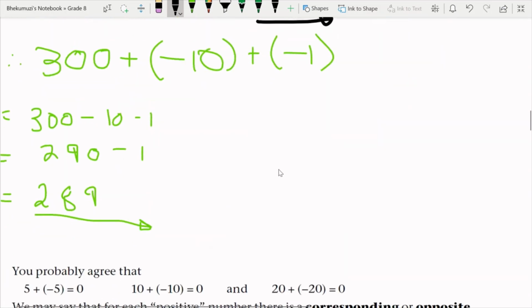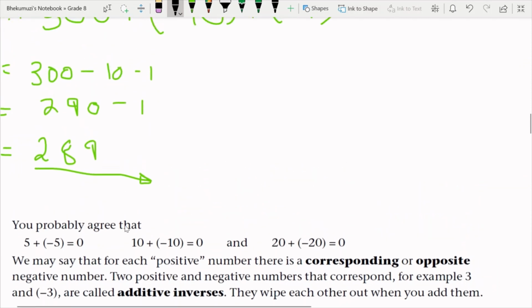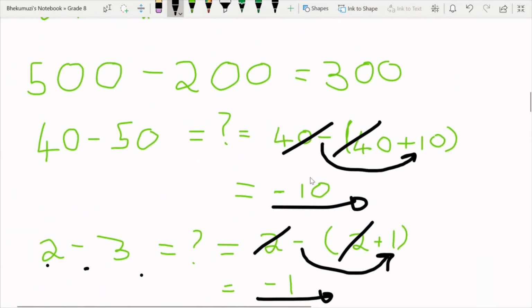Okay, so now you probably agree that 5 plus negative 5 gives us 0. You can try that on your calculator. Put it in your calculator and you find that 5 plus negative 5 gives us 0, 10 plus negative 10 gives us 0, and 20 plus negative 20 gives us 0. But there's something quite interesting about this, and it's a concept we were using here, but we did not state what it is.